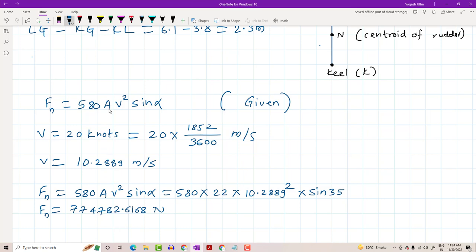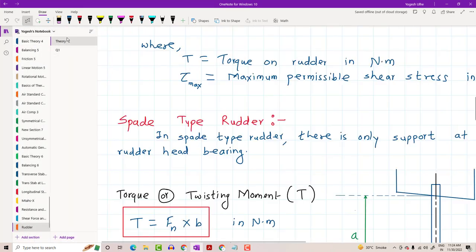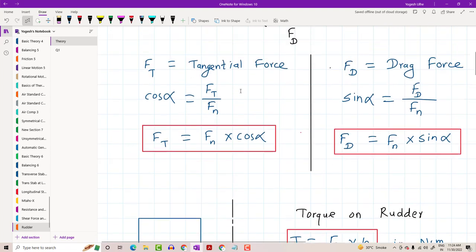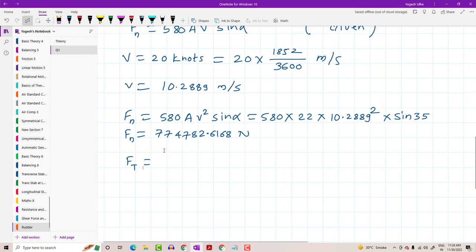Now after this, what do you have to do? Then we need the tangential force, Ft. Ft means tangential force. And what is the relation of Ft we have seen? Go to your theory. Ft is Fn cos alpha. Fn means normal force. So Ft is equal to Fn into cos alpha.